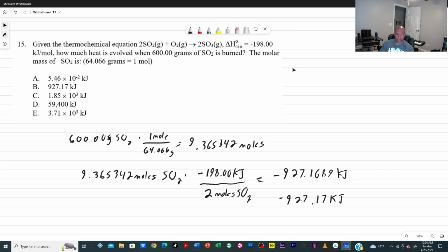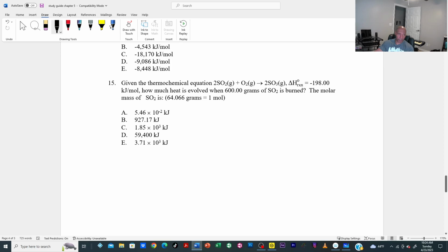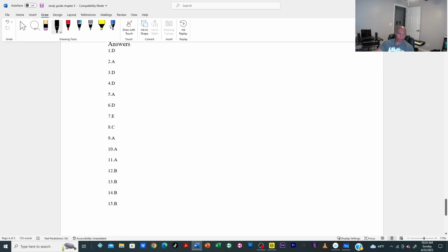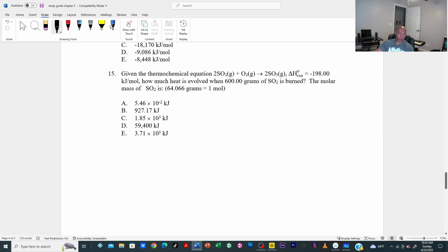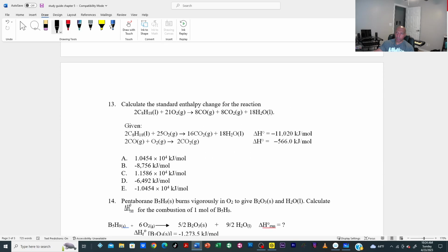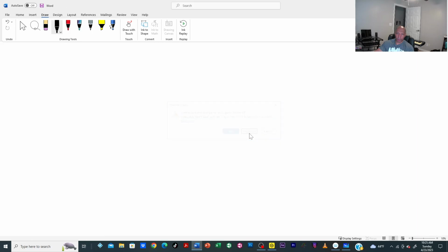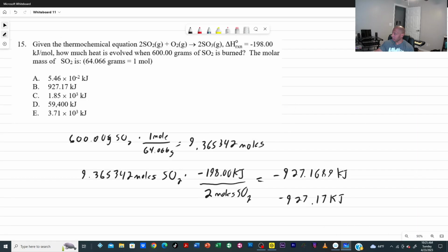So that corresponds to B, doesn't it? Wait, there's a positive sign in front of B. Wait, let me see. Did I do something wrong? How much heat is evolved? Okay, so when they say evolved, they're saying take the absolute value of it. But yeah, the answer is B, but it still should be a negative in front of it. Okay, right? Yeah, we got it right. Okay, and that is the answer. And the answer to 15 is, of course, B.